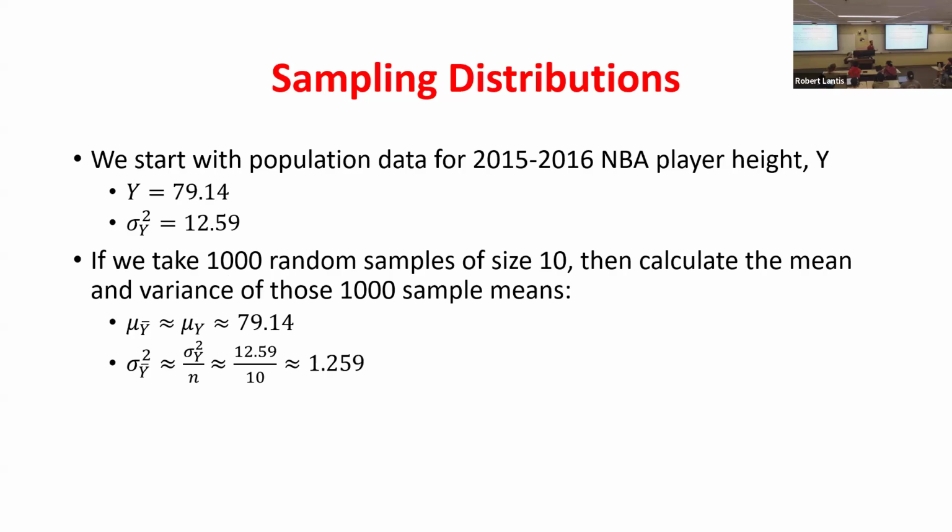find, well, what was the mean of those sample means in Stata? What was the variance of those sample means? And sure enough, what I found was to the second decimal, the mean of my sample means was almost exactly the same as the population mean.